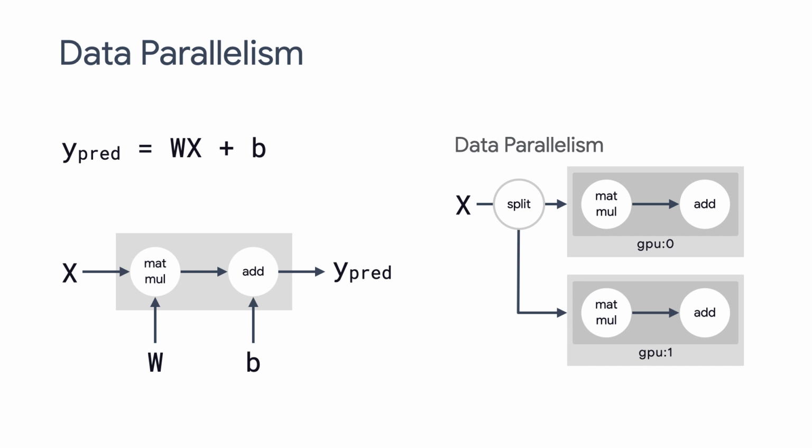The input batch X is split in half, and one slice is sent to GPU 0 and the other to GPU 1. In this case, each GPU calculates the same ops, but on different slices of the data. So with 2 GPUs, you've effectively doubled your batch size.